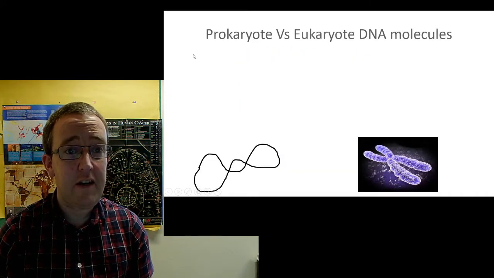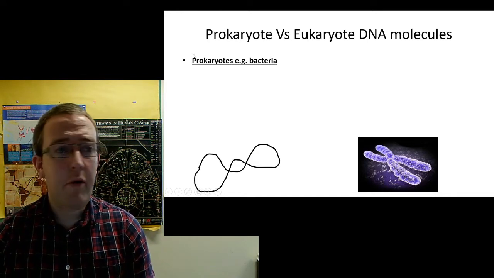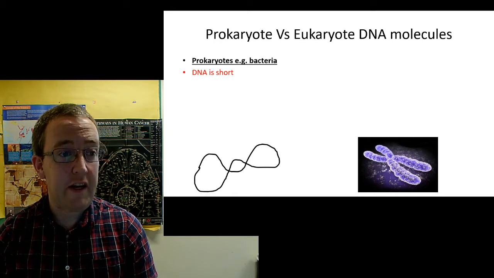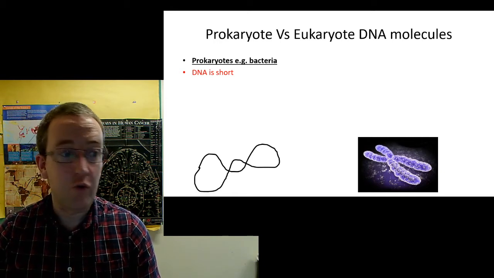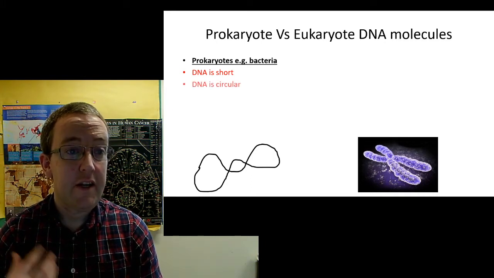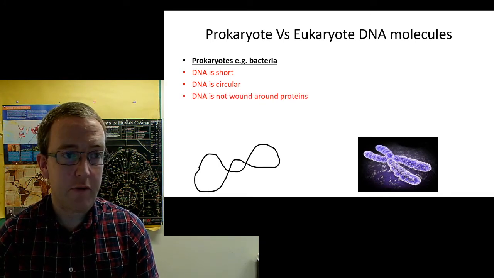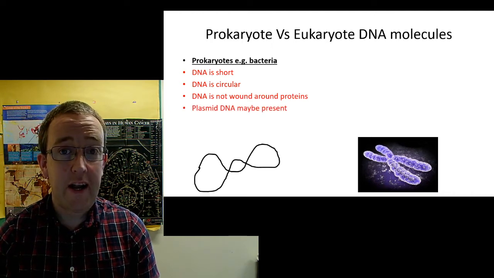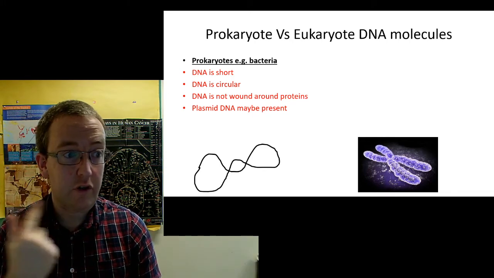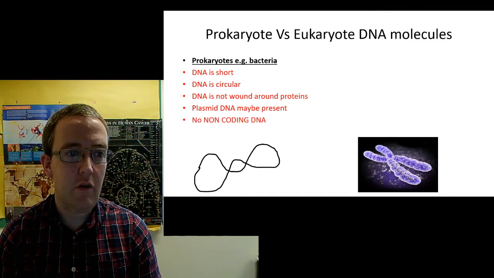So let's get stuck straight in with a little overview of what we're talking about here. To start with, prokaryotes like bacteria, their DNA is very short. Really, for an exam answer, I should be using the word shorter. The DNA is shorter than that of eukaryotes. It's circular, connected up at both ends. It's not wound around any sort of protein or other form of scaffolding structure. You might have little bits separate from the main bacterial circle of DNA called plasmids, which are tiny little circles of DNA, and you don't find any of this non-coding DNA.